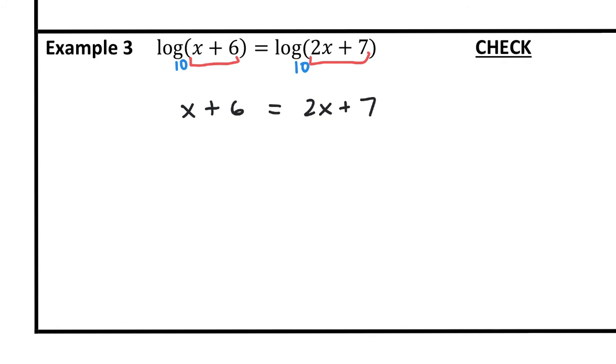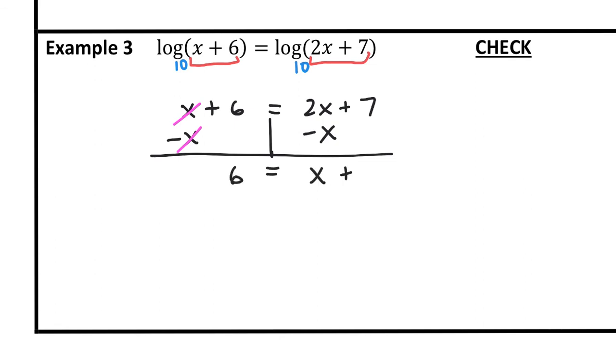And then we can solve for x. Again, subtract x, subtract x. These cancel, leaving me with 6 equals x plus 7. Then I have minus 7, minus 7. 6 minus 7 is negative 1. x equals negative 1.